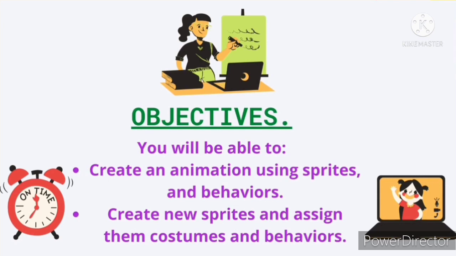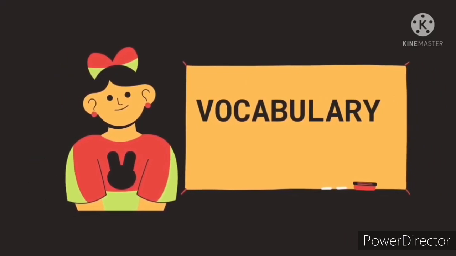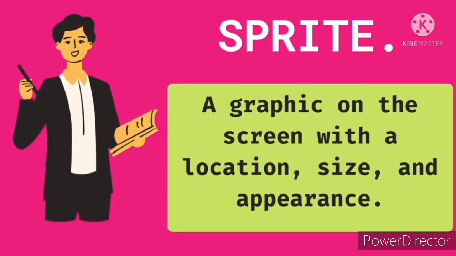Now, let's quickly take a look at some vocabularies you are going to be getting used to in this lesson. First of all, a sprite. Like we learned in our previous lesson, a sprite is a graphic on the screen with size, location, and appearance. It must have a location, a size, and an appearance. That is a sprite. Okay, let's proceed to the next vocabulary.